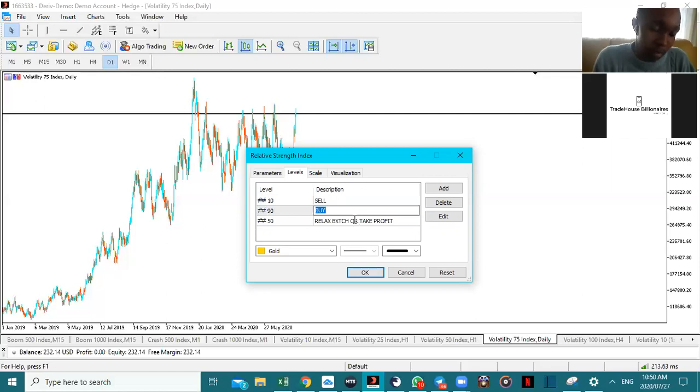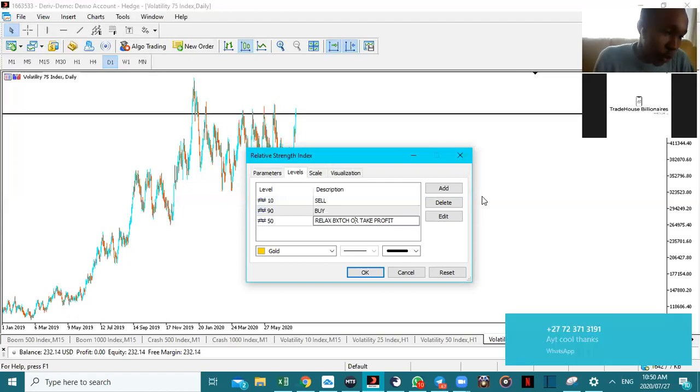I have relax, take profit, because generally when the market is at that point, you don't want to get in, or you want to scale into more trades. So that's how you have it. You can set it up like that.